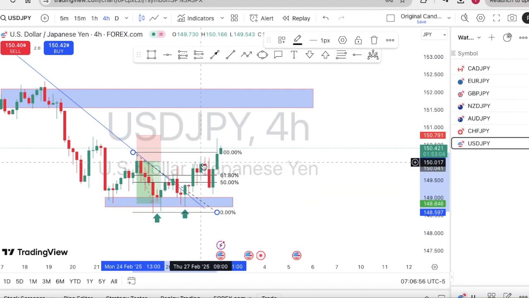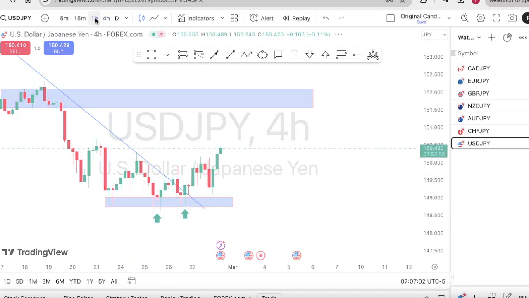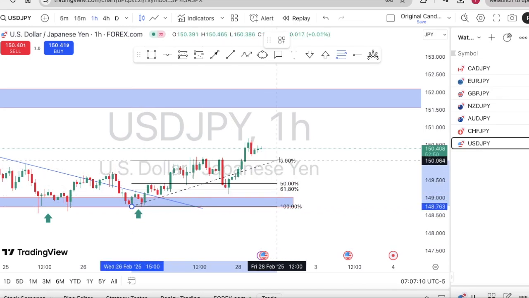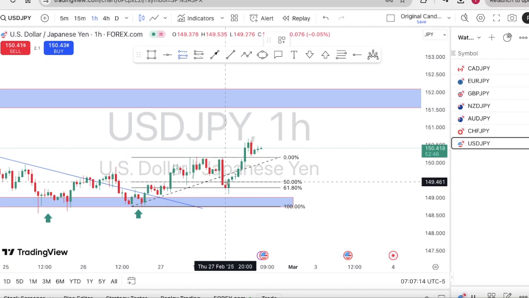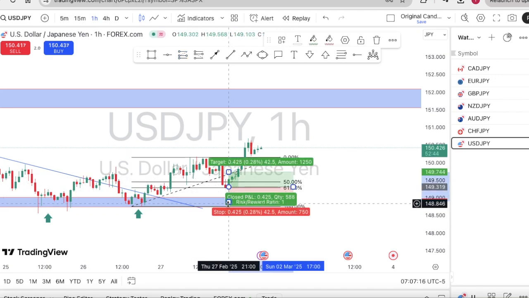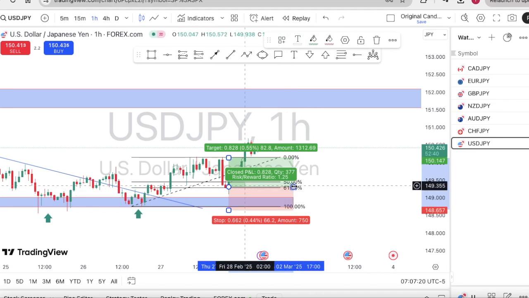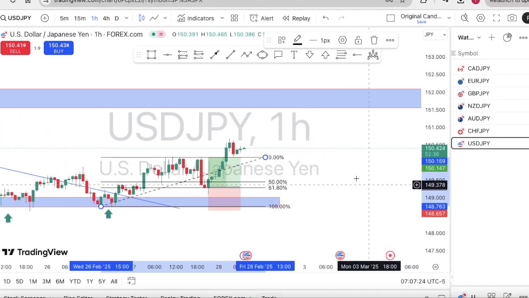In the 1 hour, I can see that this was a double bottom and it broke above. If I was in the 1 hour, right? This is the 1 hour highs from this low back to the upside. And I actually took this trade, but later on I just wanted to follow the 4 hour time frame, so I exited it out.